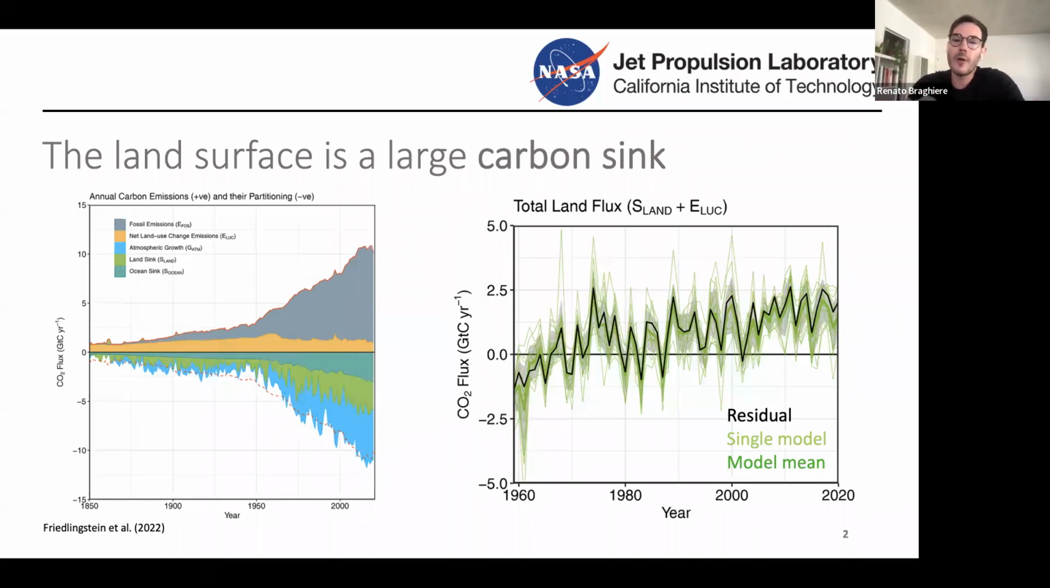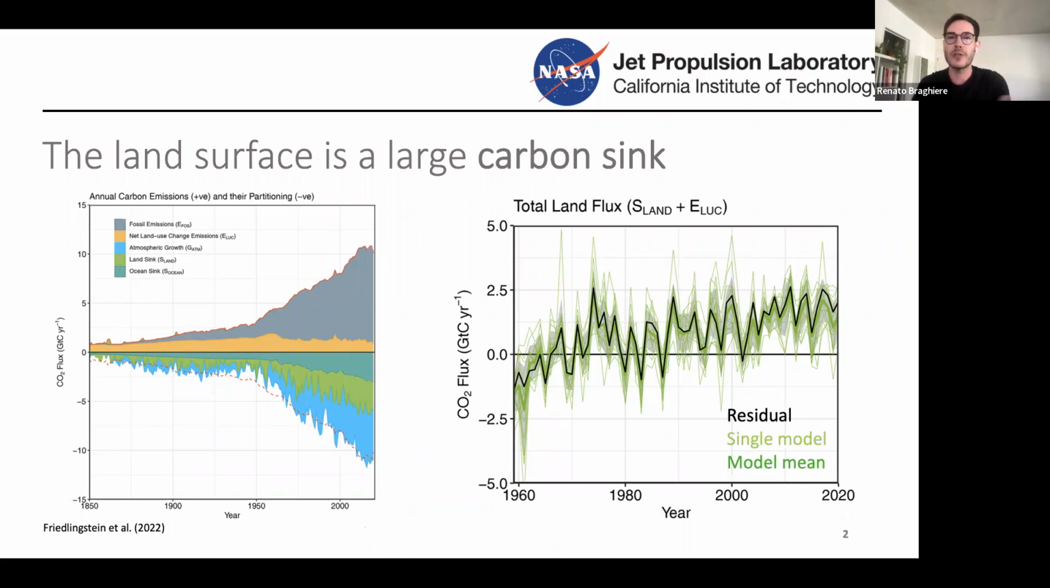A way to estimate the land sink is running land surface models. Land surface models are the land compartments of climate models, the Earth system models. We can see how individual members, represented by the light green lines, disagree substantially among themselves, not only in the sign, but also the magnitude of the land uptake. However, when we take the ensemble mean of all these land surface models, we get the dark green line, and it agrees quite well with the residual budget.